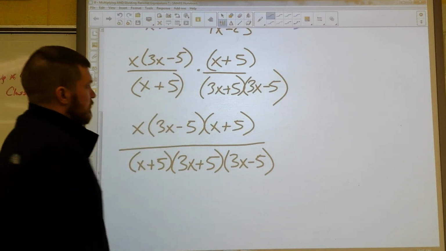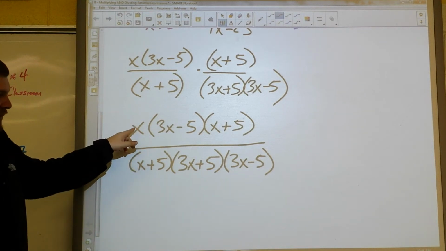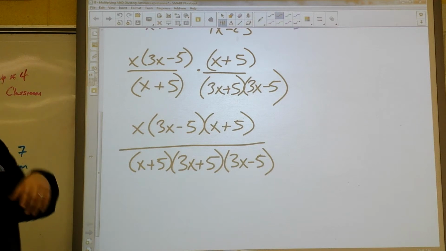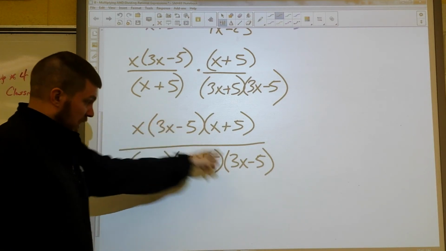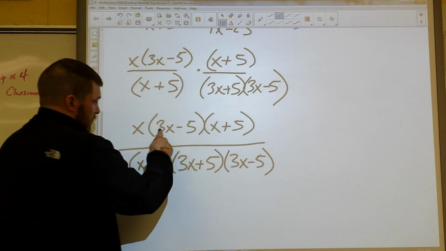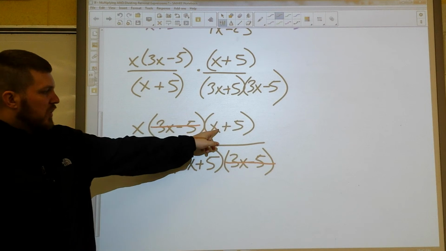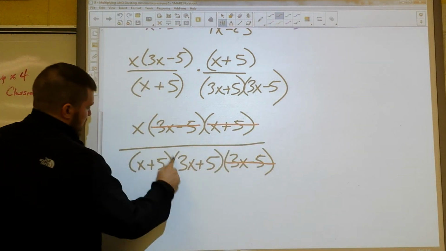Now let's clean up whatever we can. We're looking for identical pieces, top and bottom, so I want to just start with x. It doesn't match up with anything, so our final answer is going to have an x on top. Now let's look at 3x minus 5. I have a 3x minus 5 also on bottom. Those two pieces are identical, so they cancel out. Let's move on to x plus 5. I have one of those on bottom that's identical, so it cancels out.